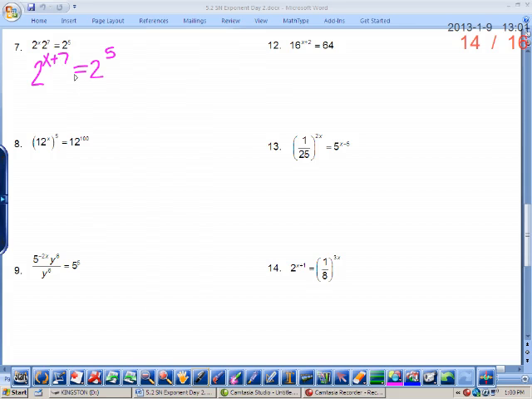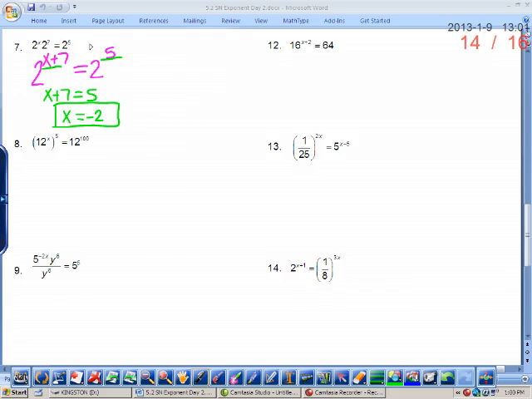So now, if 2 to the x plus 7 is equal to 2 to the 5th, then what must be true about your exponents? Well, your exponents have to be the same. x plus 7 has to equal 5. So x has to equal negative 2. So your goal here is to get to this step, to get the same bases raised to powers equal to each other, so that then you can set the powers equal. Okay?